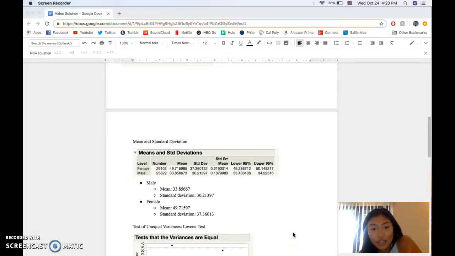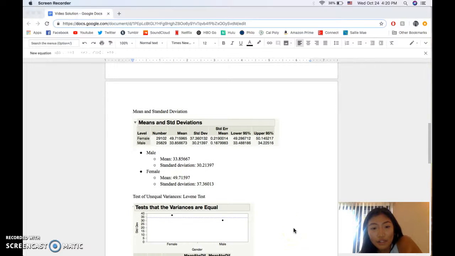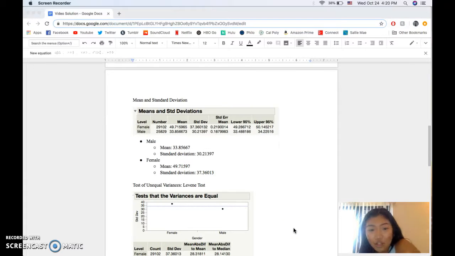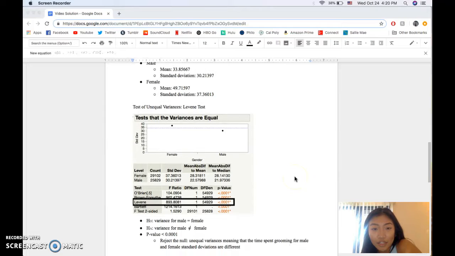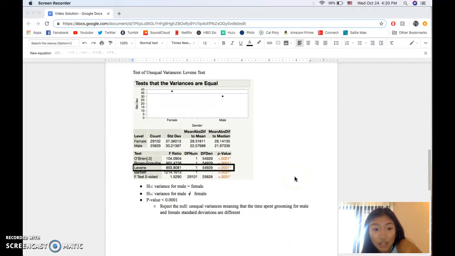Means and standard deviation. So for males, the mean was 33.86 and the standard deviation was 30.21, whereas for females, their mean was 49.72 and their standard deviation was 37.36. Next, we test for unequal variances using the Levene test.